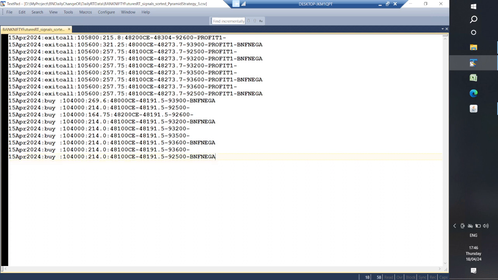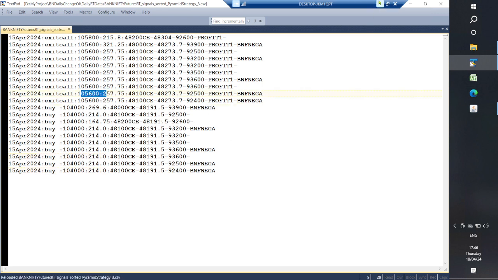Well, yes, we have a buy signal at 10:40, which means that we have bought a call option strike at 10:40 and exited at 10:56, grabbing 50 points.